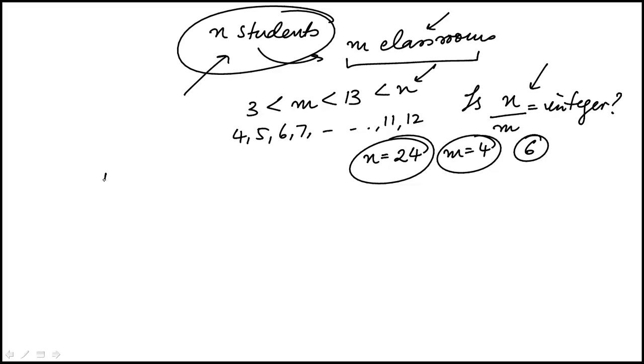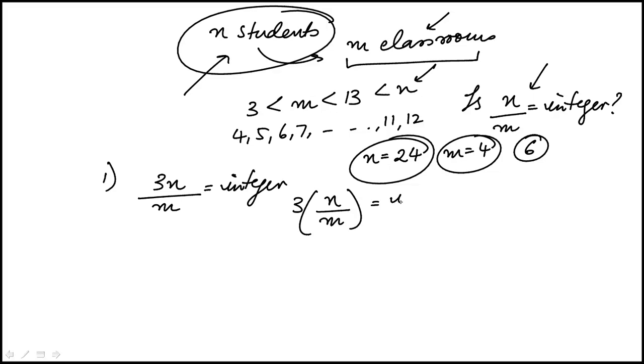So if you look at statement 1, it says, it is possible to assign each of 3n students to m classrooms, which means 3n students can be equally divided amongst m classes, which means 3n over m is an integer. So this is really a divisibility problem. So the question is, if 3 times n over m is an integer, is n over m an integer? And I'll illustrate this with some examples here.